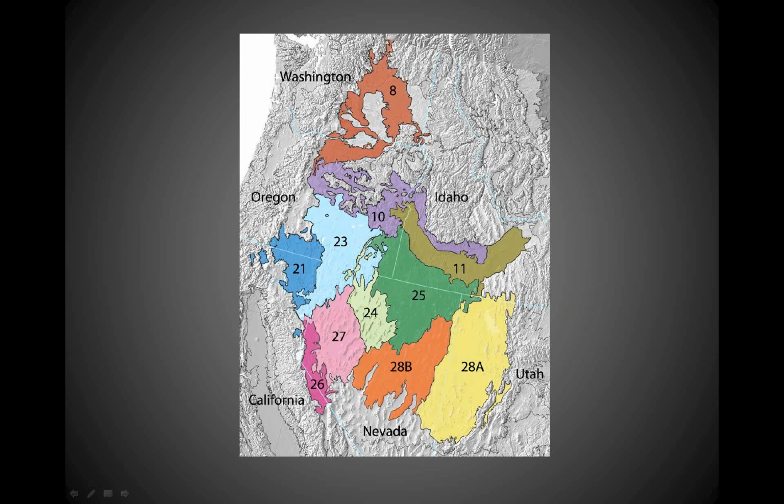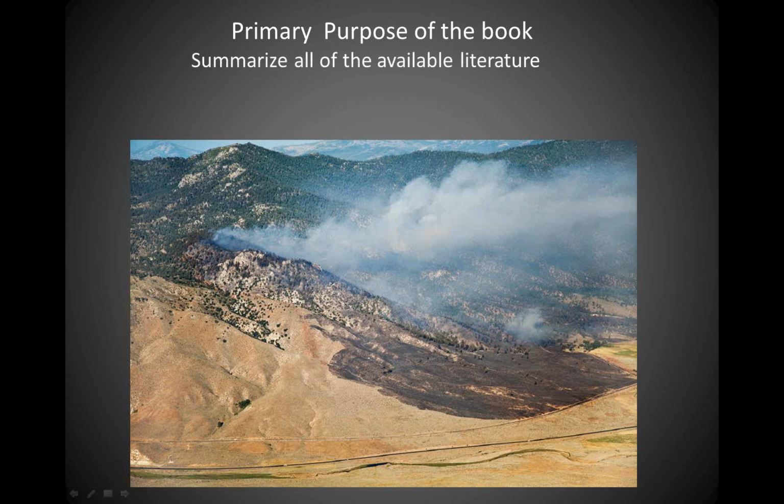The primary purpose of the book was to pull together and summarize all the literature that I could find, and I actually ended up summarizing some 400 papers that were focused primarily in this Great Basin region. Occasionally I went outside it if I thought it was applicable, but I tried to stay within the region that I defined, pulling all this information together and trying to come up with what we know and what we do not know.